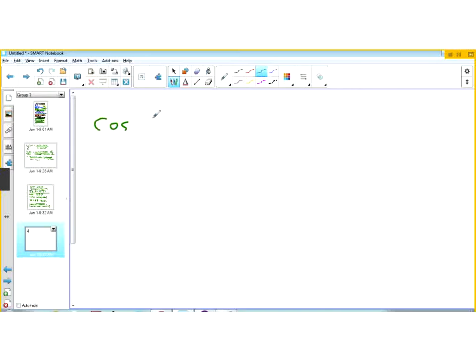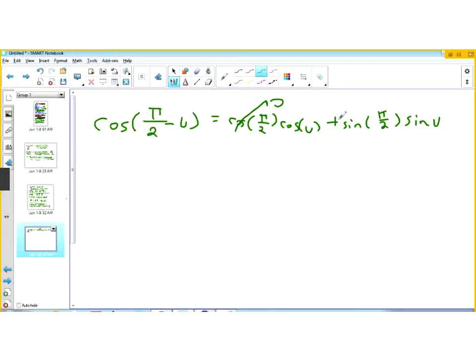Prove, say, this identity, the cosine. What is this equal to? We've done this graphically already, but we can use the fact that this is the cosine of a difference. We know it to be cosine of pi halves times the cosine of u plus the sine of pi halves times the sine of u. Now we know the cosine of pi halves is just 0, and the sine of pi halves is 1. So that's just equal to the sine of u.